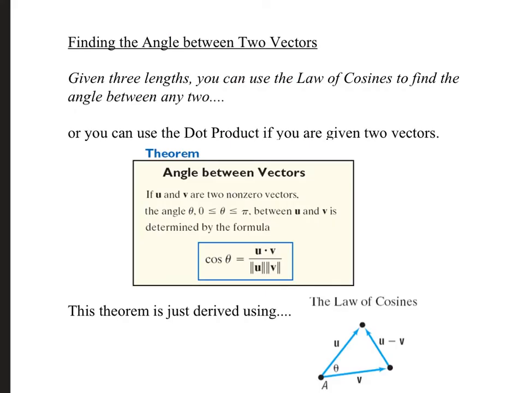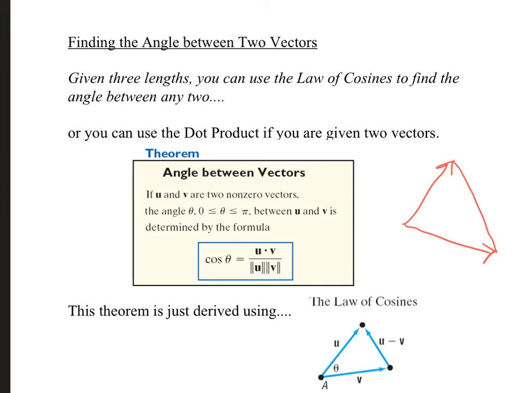Okay, so now we're going to use the dot product to find the angle between 2 vectors. Note that this theorem is derived using the law of cosines. So we can always find the angle between 2 vectors by using the law of cosines. For instance, if you have vector 1 and you know its magnitude and direction, and you have vector 2 and you know its magnitude and direction, you can find the distance between them and then use the law of cosines. But now we have this new formula using the dot product.